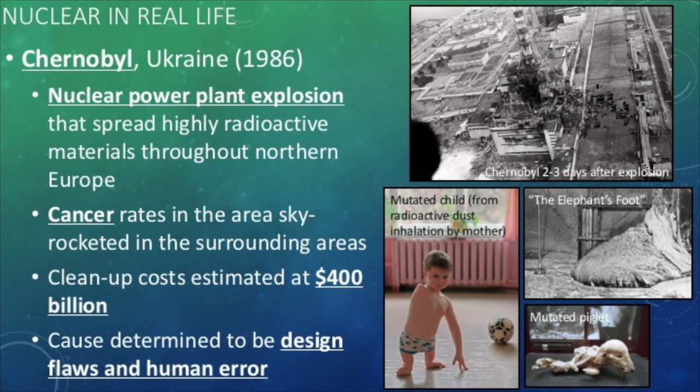In Chernobyl, Ukraine, a meltdown in 1986 exposed millions of people across Europe to dangerous levels of radiation. Cancer rates in the surrounding regions skyrocketed, and the cleanup costs were estimated at $400 billion. There are still cleanup measures being enacted today. The reasoning behind this event has been blamed on poor design and human error.